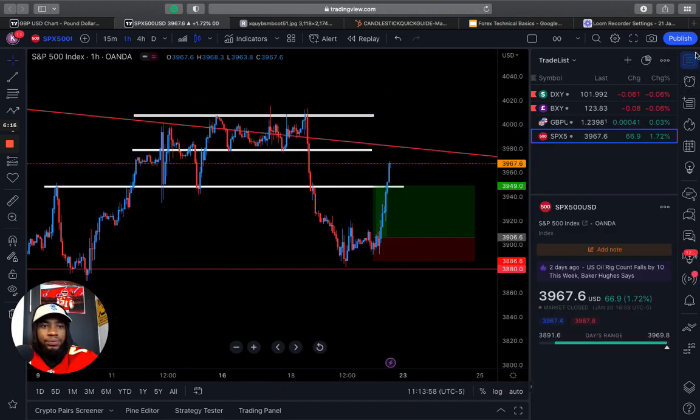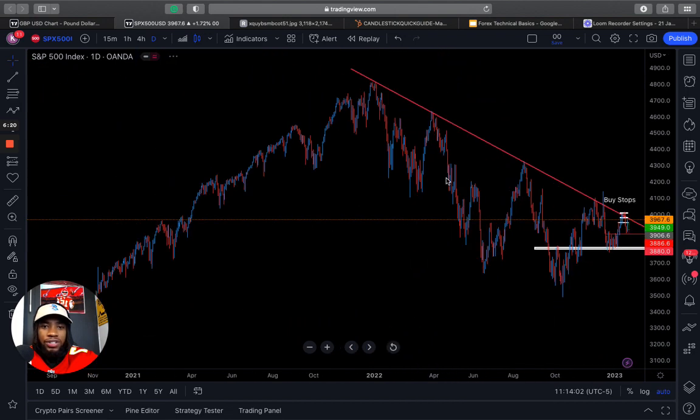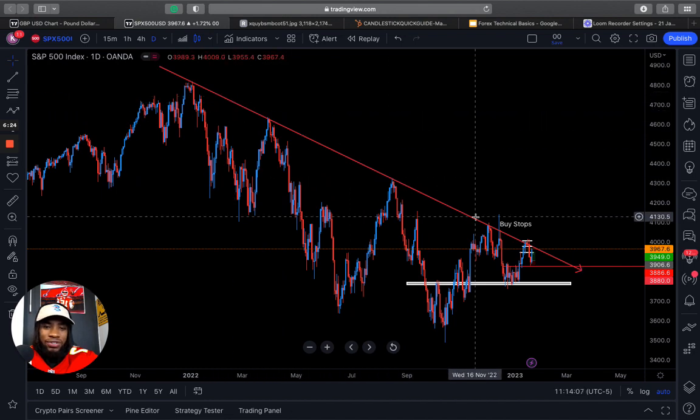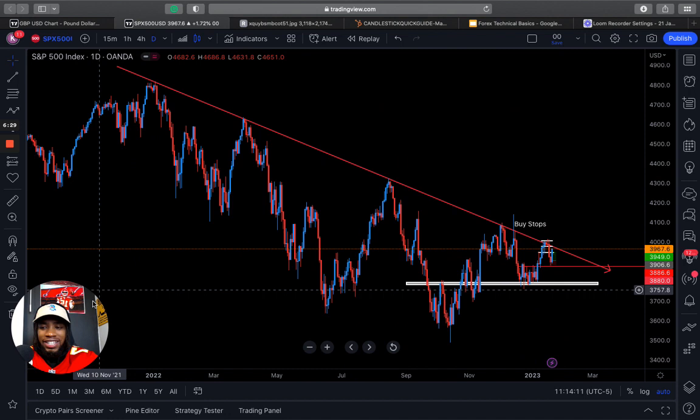I'll zoom this out just so we can get an example of those trend lines I was talking about. This here is a trend line. You see its diagonal slope, and how it's also indicating where price is hitting, right?